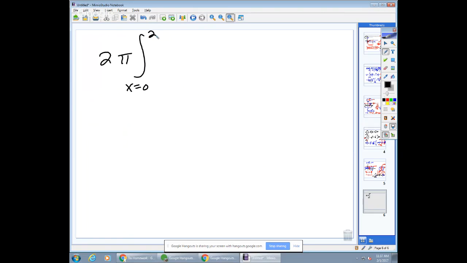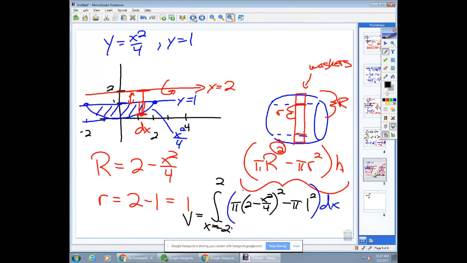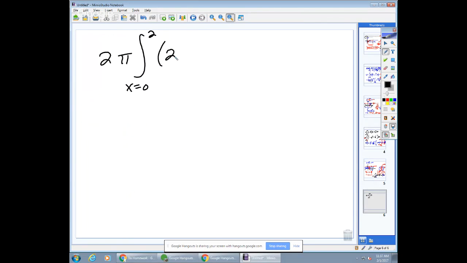And then, what do we have here? Okay. 2 minus x squared over 4 squared minus 1 dx. And like last time, a u substitution is not going to help here because I don't have a du to go with it. So we're going to have to multiply this sucker out and then clean it up algebraically. So let's do that.